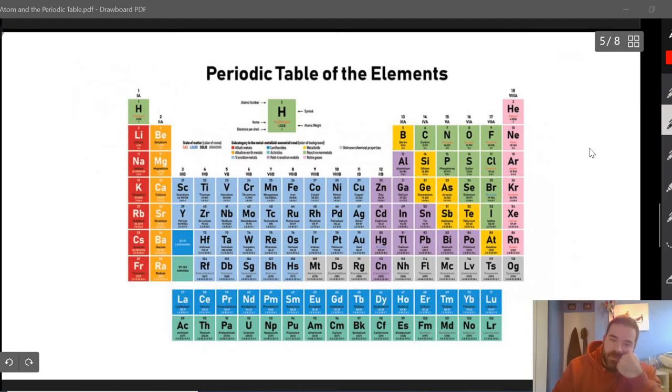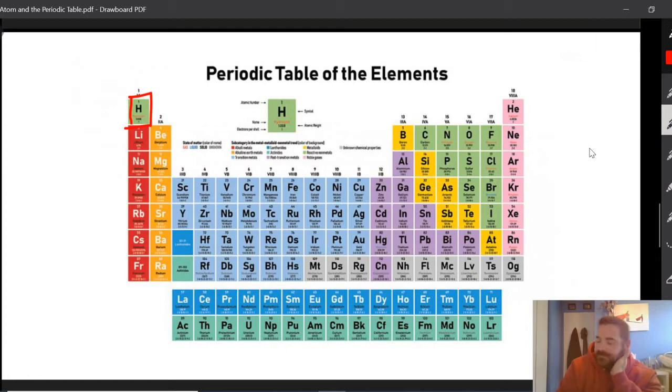Here we have the periodic table. And we have different groups and we have different periods in the periodic table. And every square represents a different element. The very first one is hydrogen. Hydrogen is the most abundant element in the universe. It's also the easiest to create because it only has one proton and it has one electron.